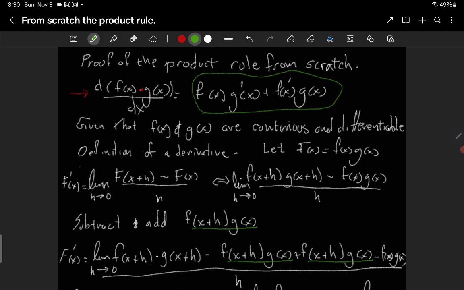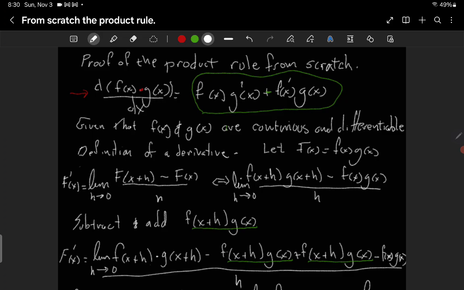The way I remember it is you leave the first function alone, and then you tickle the second guy, I call it tickling, and that's g of x. And then with the next plus, this time you tickle the f of x and you leave the g of x alone. So we're given that both f of x and g of x are continuous functions.